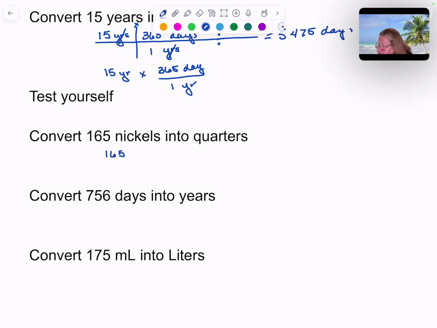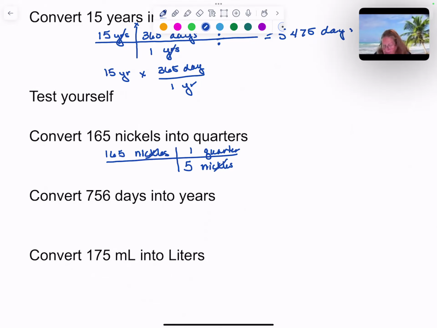165 nickels, and I want to go to quarters. Well, I know there's 5 nickels, notice I almost wrote it the wrong way, for every 1 quarter. I'm going to cancel that out. This one tells me I'm going to divide by that 5, and that's going to give me 33 quarters.